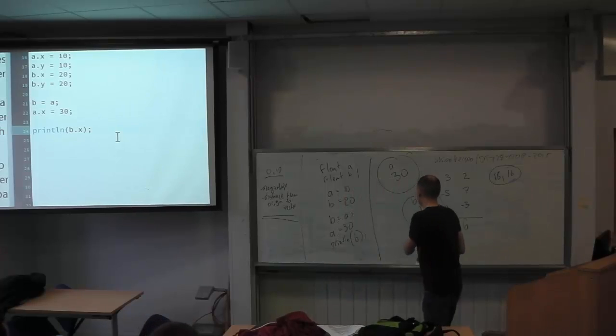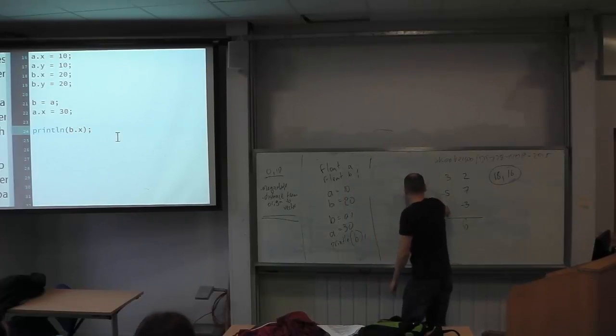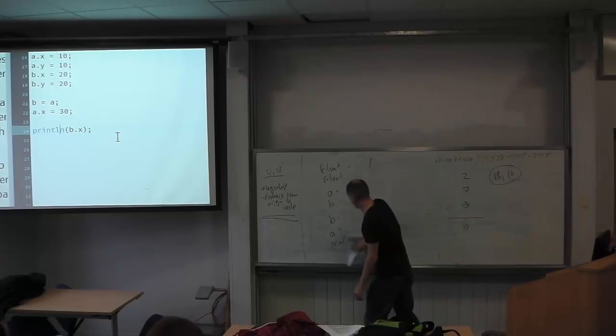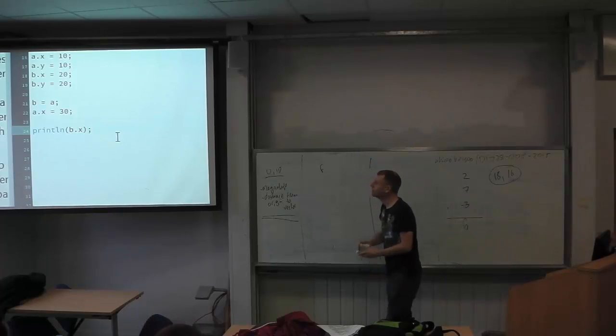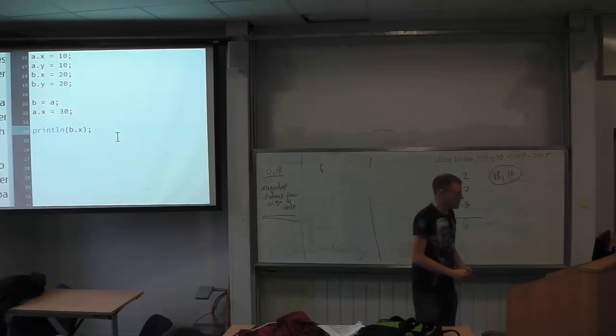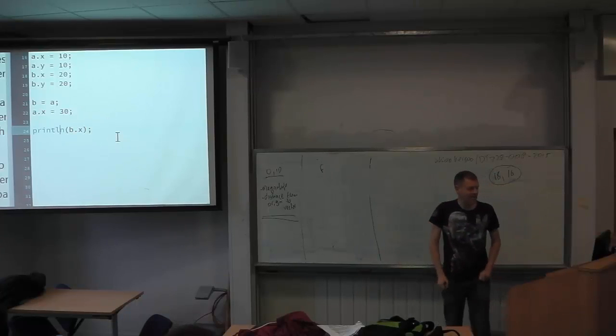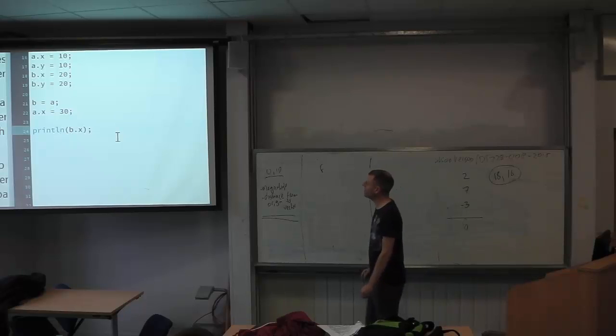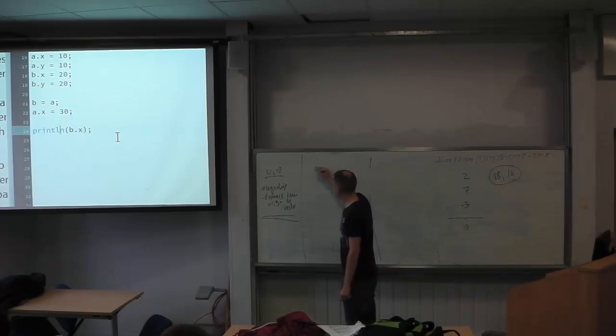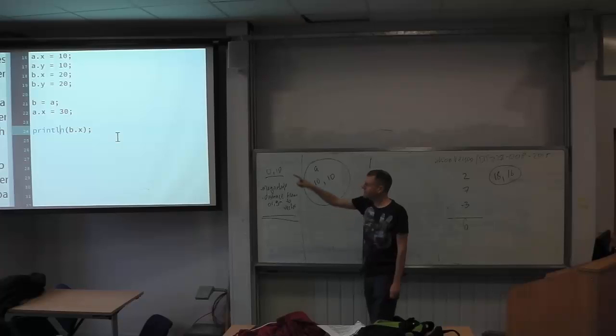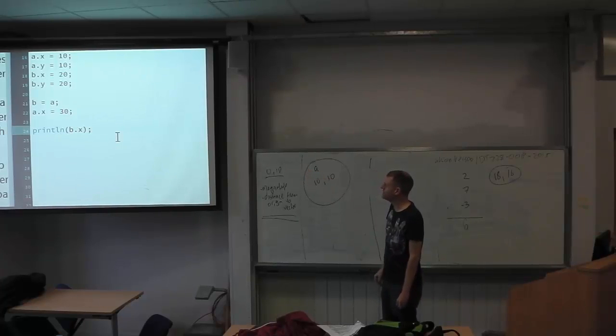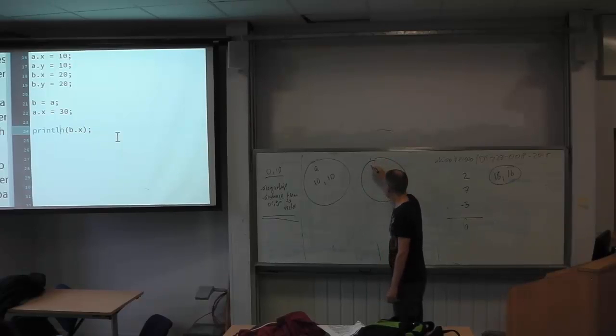I'll rub this example out here. Okay, so we'll do the same thing again. First of all, I have a.x equals 10 and a.y equals 10. So now I have this aggregate object over here called a, and it has the value of 10, 10. Next thing that happens is b.x equals 20 and b.y equals 20. So now I have this other object called b, and b takes the value of 20, 20.